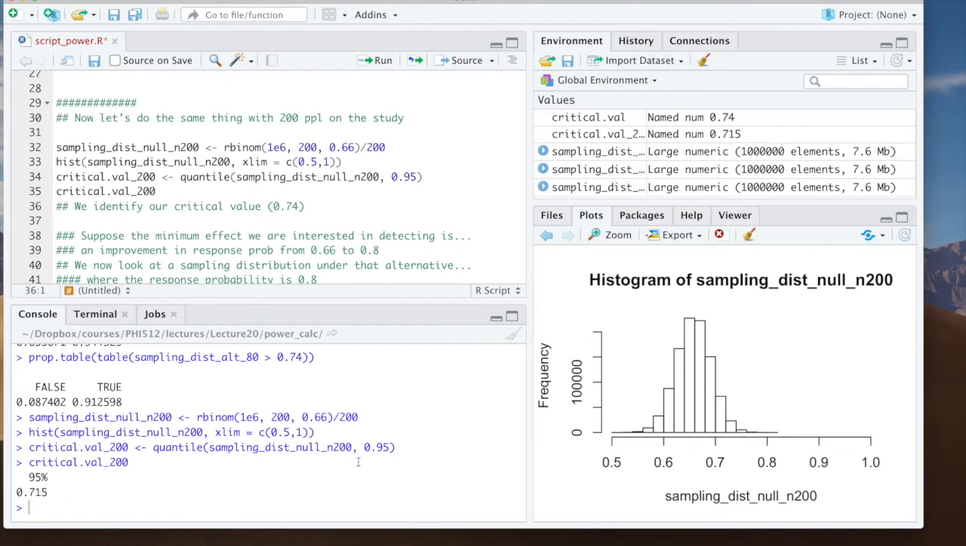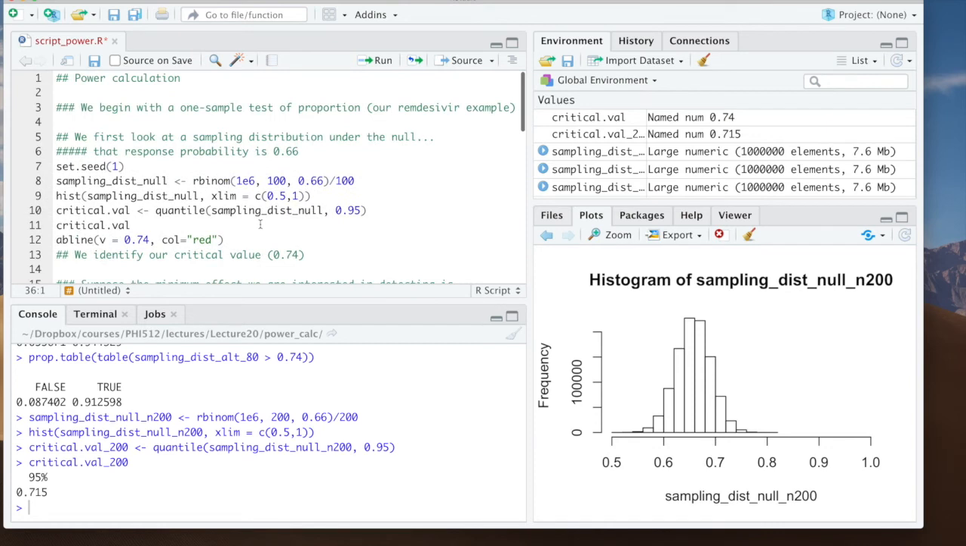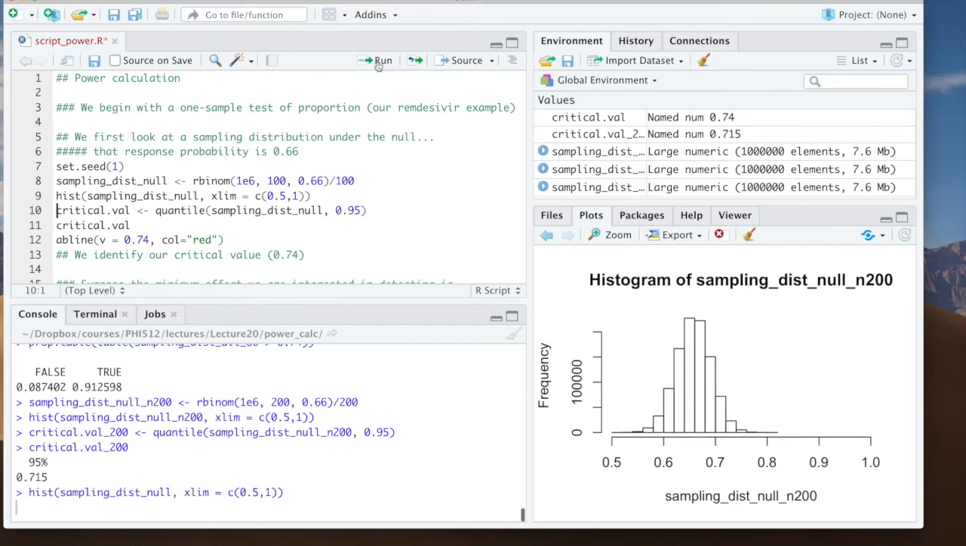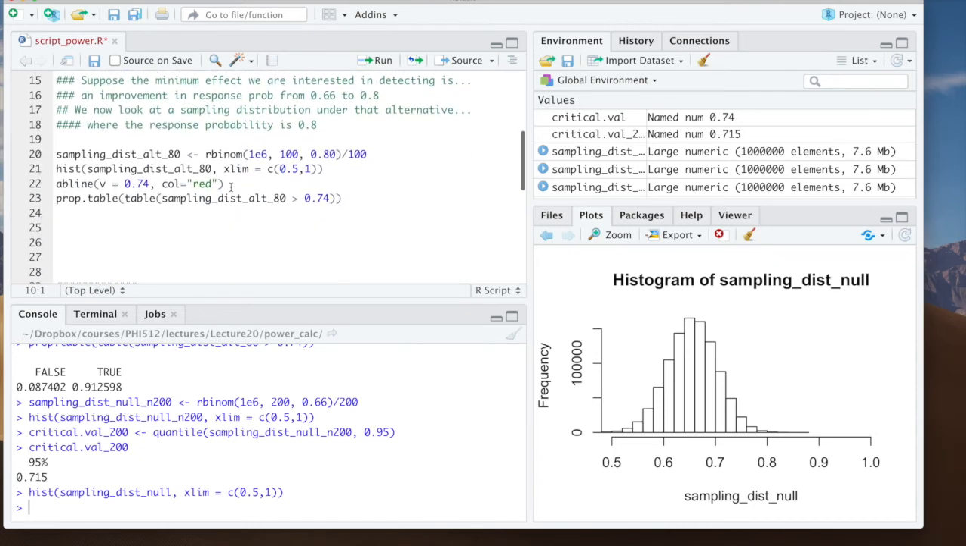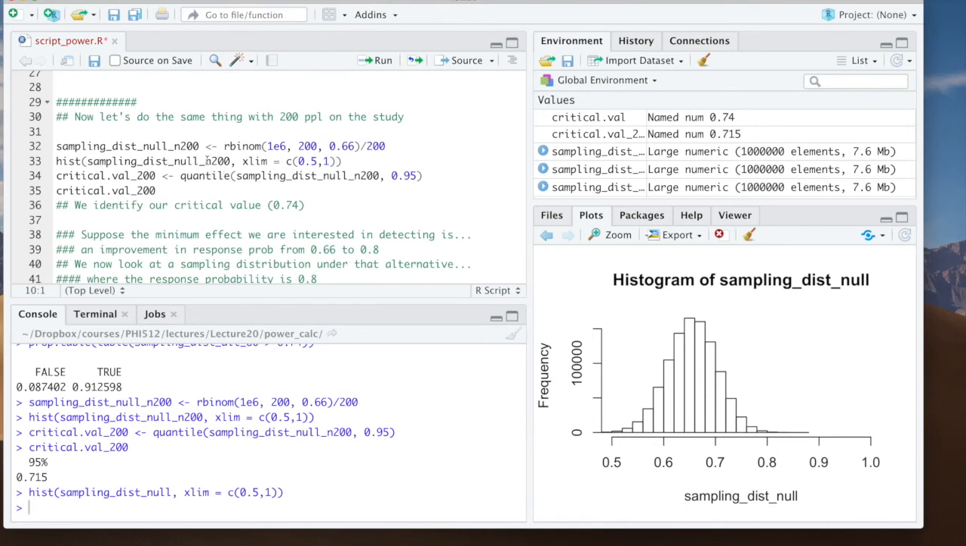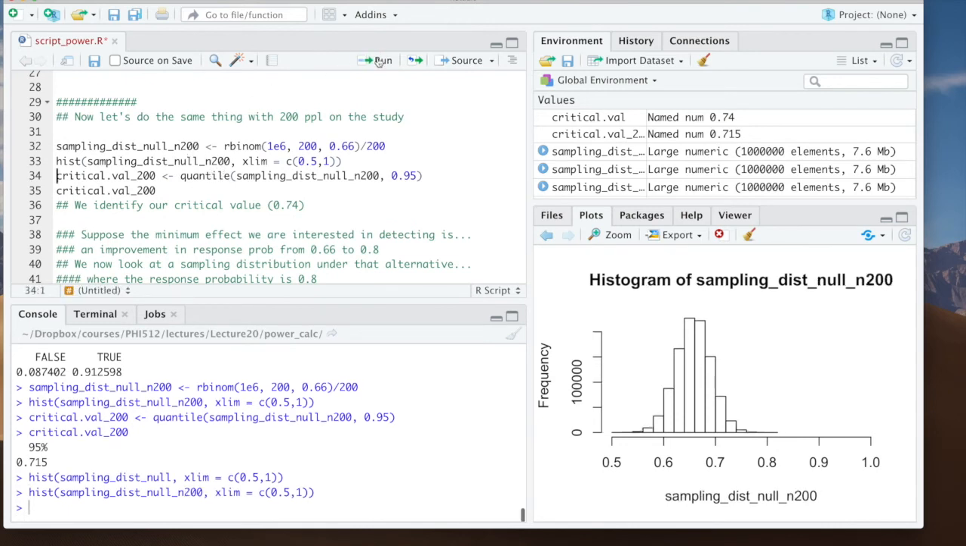And what has happened here is as we have increased the number of people in our study, the sampling distribution for the proportion of responders under the null has gotten less wide. It has shrunk. So here's our sampling distribution with 200 people. If we go way up here, we can look at our sampling distribution with 100 people. Keep an eye on that plot. What happens, right? With 100 people, the sampling distribution is wider, right? With 200 people, where are we? Right here, the sampling distribution is narrower, which results in that 95th quantile being further in, right?